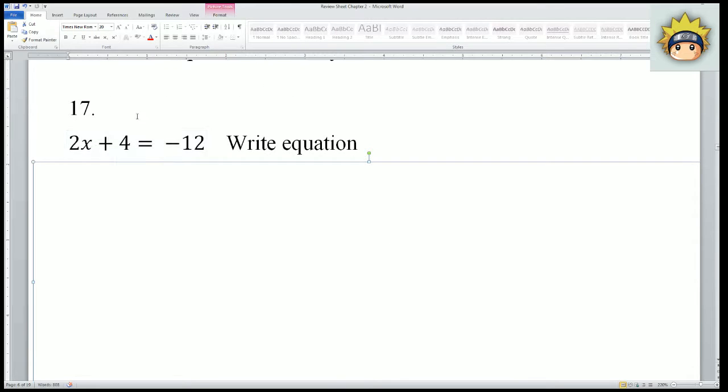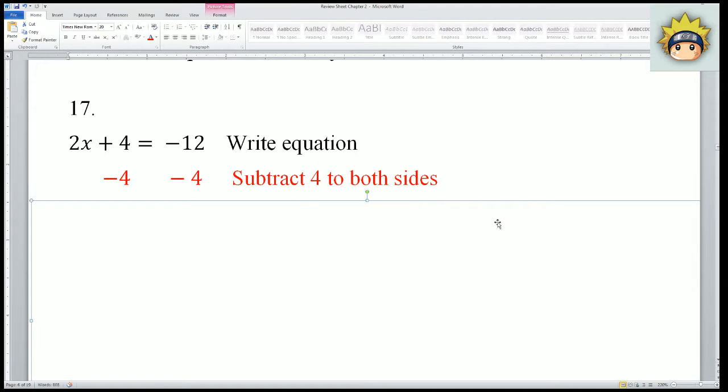Now we have several things that we can do. We can divide by 2 here, or we can subtract by 4 here, right? We use the inverse operation. Okay, we always get rid of the most outside thing first, so we deal with the plus 4. The inverse operation of plus 4 is subtract 4. Make sure you subtract 4 from both sides.